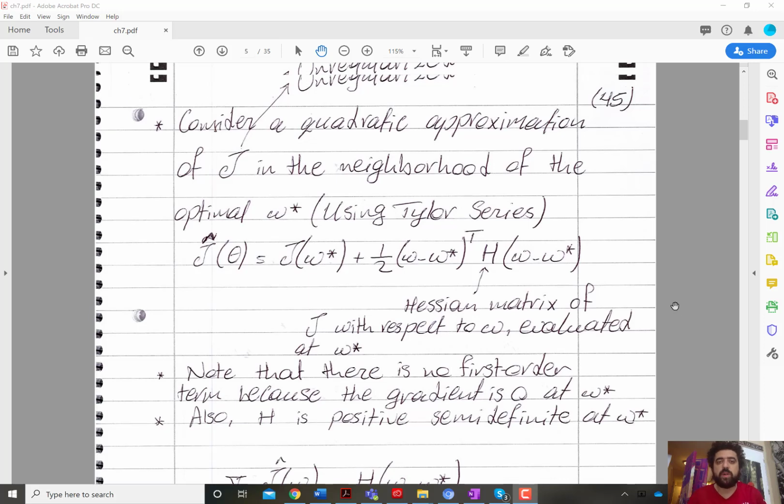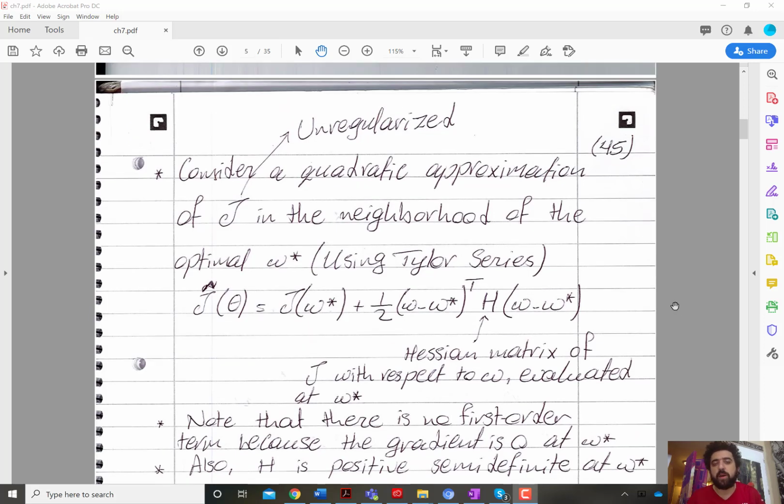Hi everyone. So in this video we'll study an approximation of the cost function, and that approximation will give us actually a very good interpretation of L2 regularization. But like any approximation that facilitates theoretical analysis, it's very important to remember what exactly we assumed through this approximation.